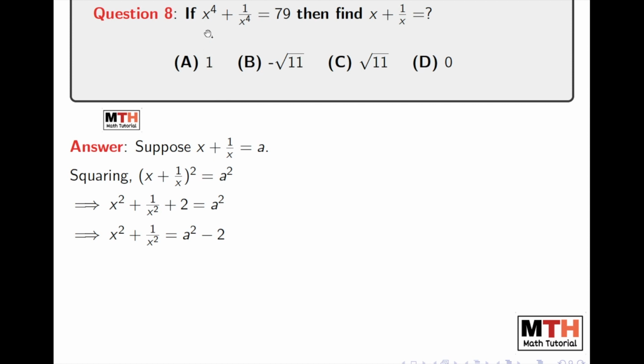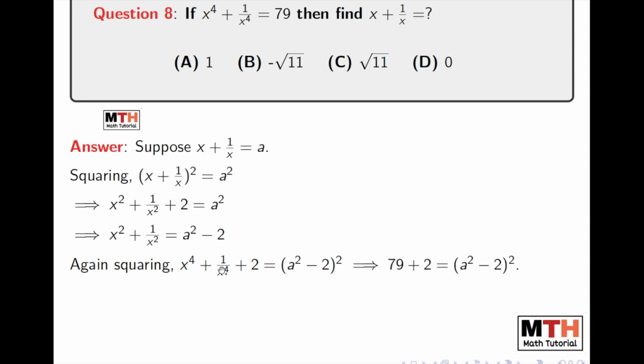Since we want to use the value of x power 4 plus 1 by x power 4, we have to square again. So again squaring, we get x power 4 plus 1 by x power 4 plus 2 equals (a square minus 2) whole square. And now putting the value of x power 4 plus 1 by x power 4, which is 79, we get 79 plus 2 equals (a square minus 2) whole square. Taking square roots.